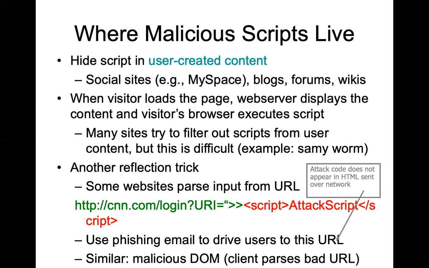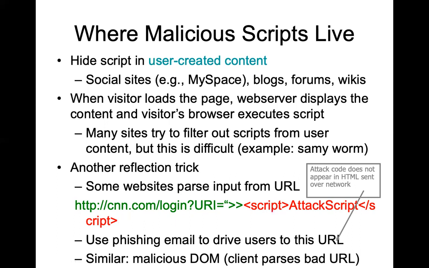Okay, you can also store these malicious scripts over here. This is a reflection trick. So what happens is that you take the cnn.com URL, then you pass the script over here like this. You're parsing the input from the URL, and if you're using the input over here, the input is now terminated. You put these two, and then now this is going to be executed as a script by CNN.